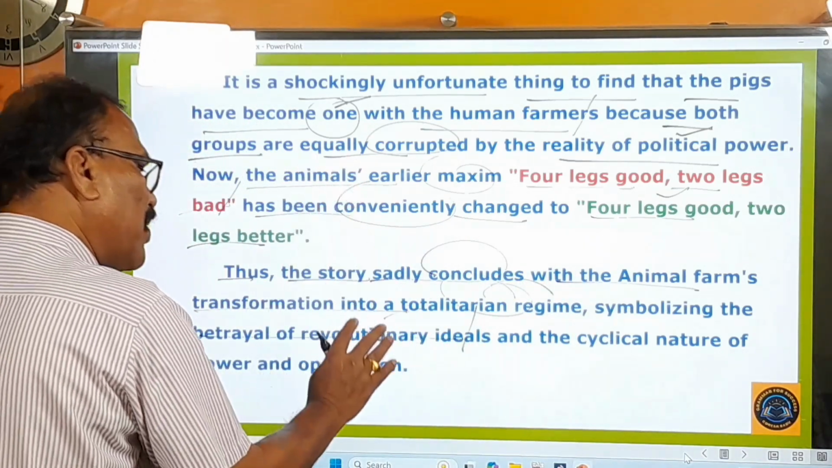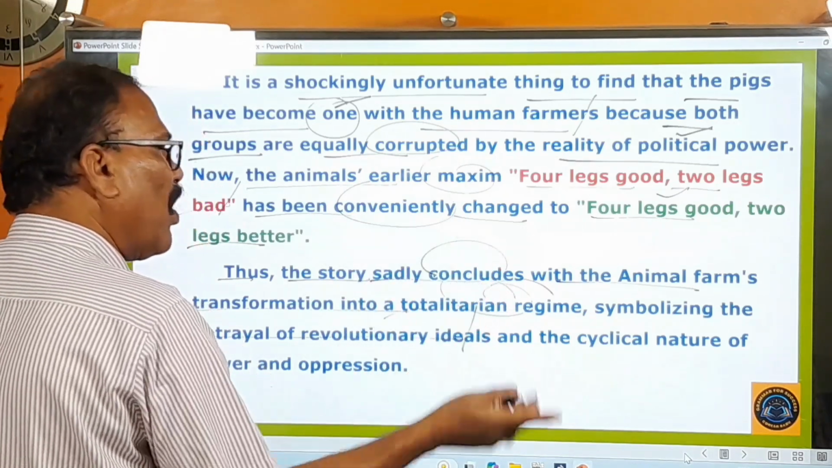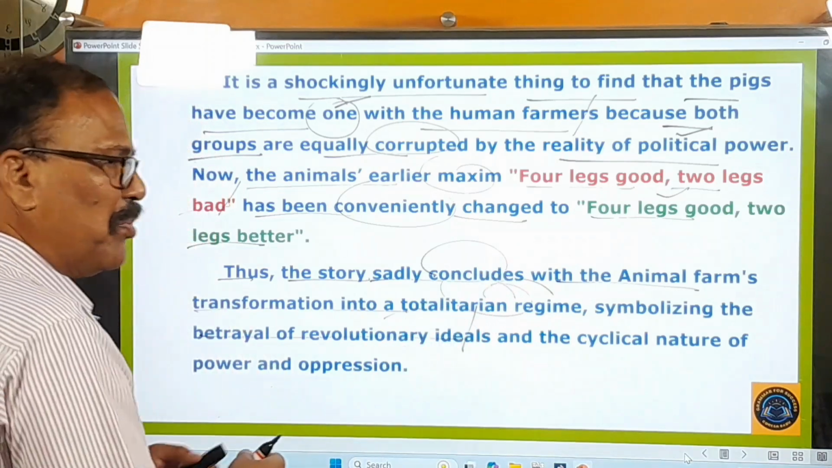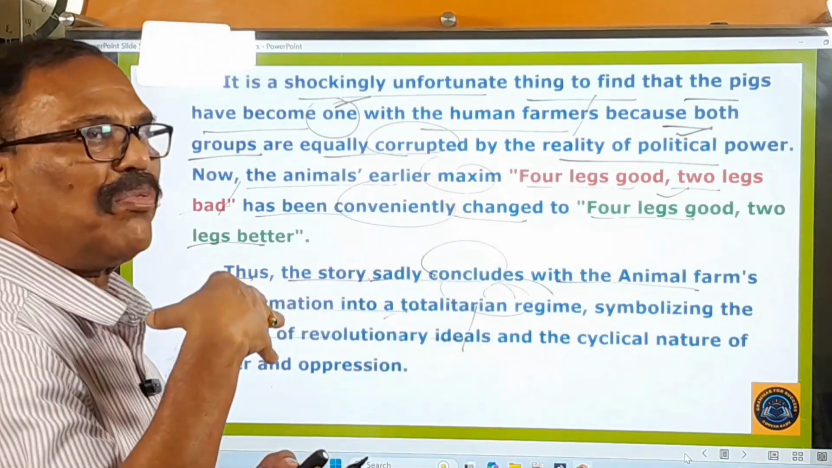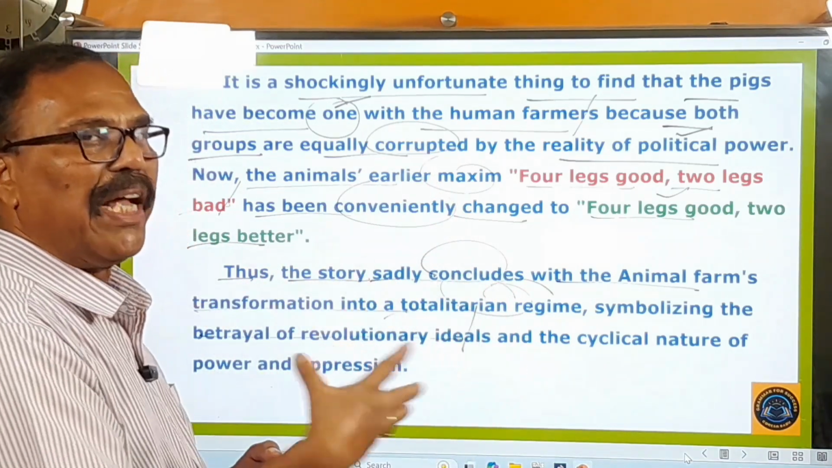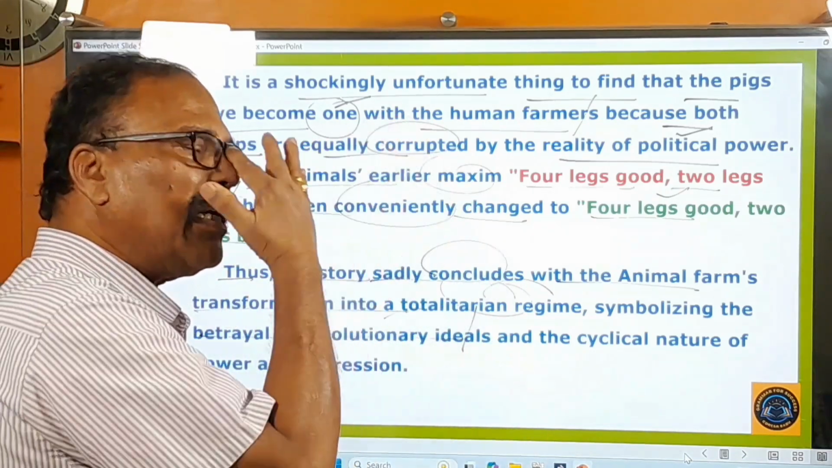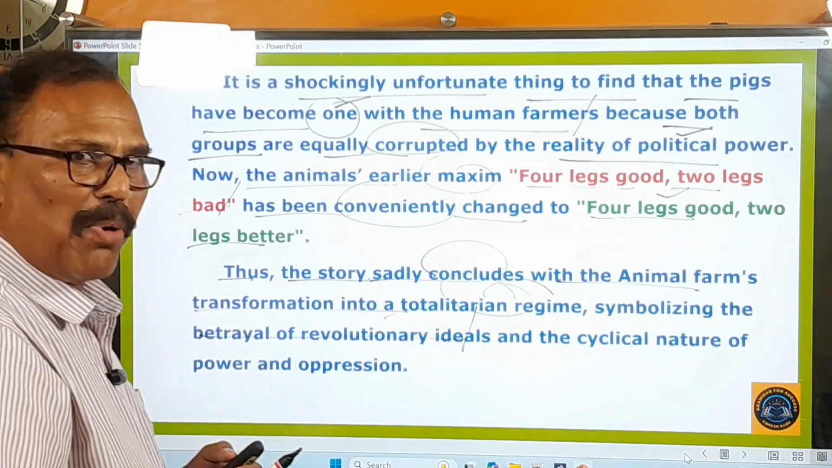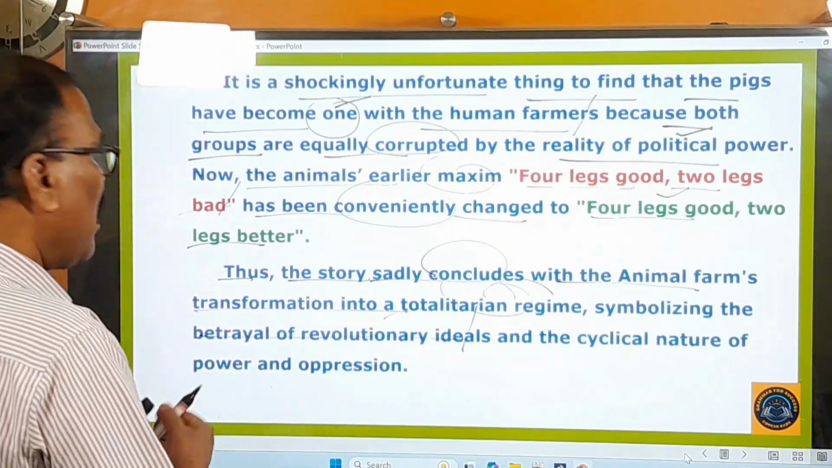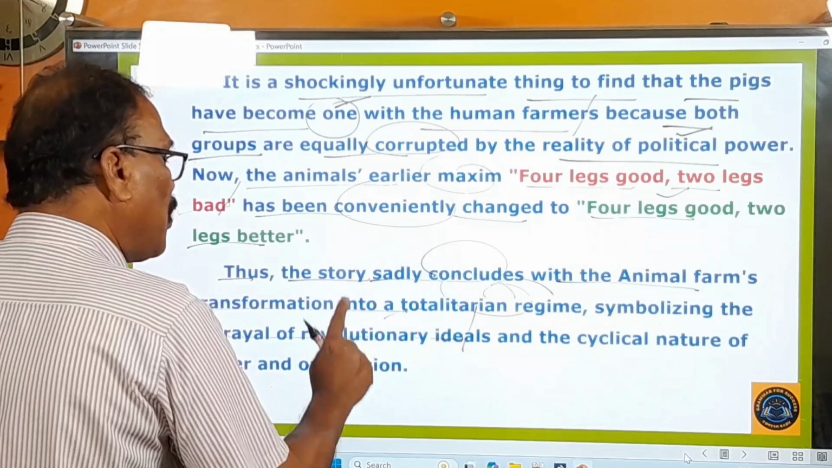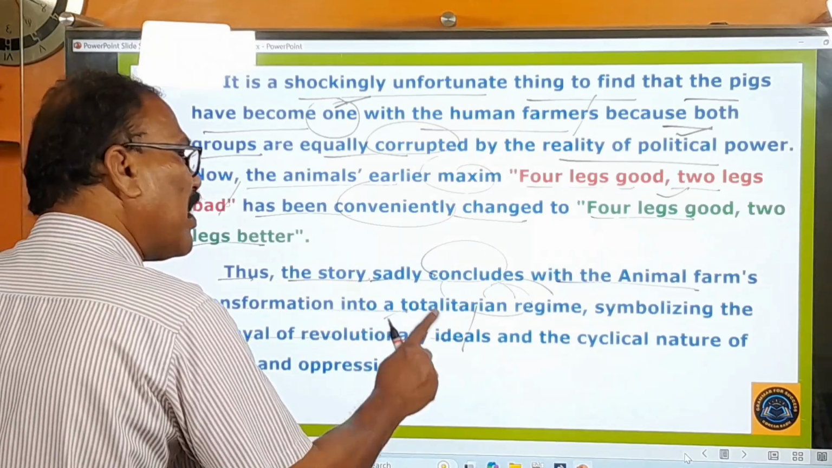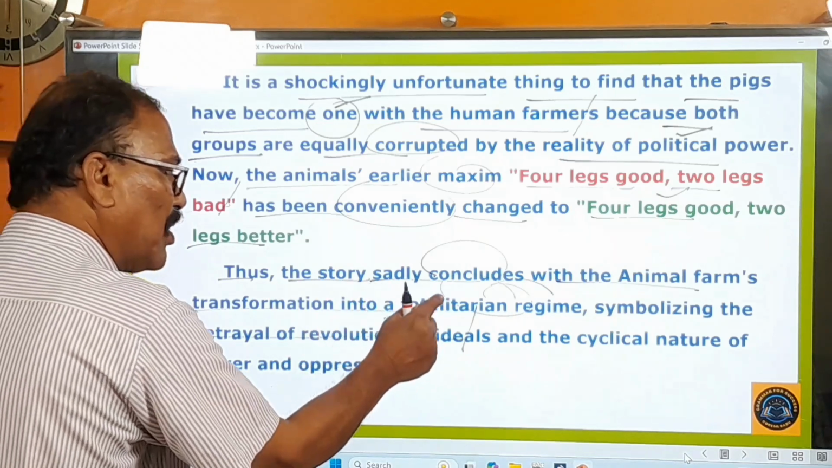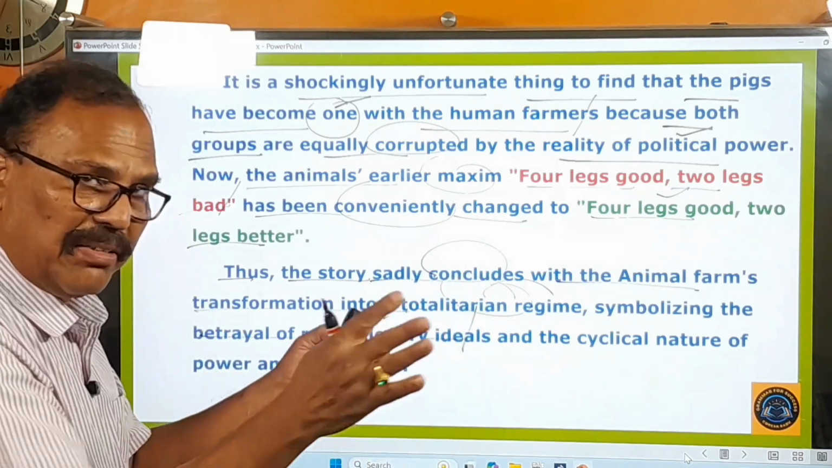Unless your revolutionary ideals are given up, you cannot set up a totalitarian regime, isn't it? Before you enter the political power, you want to be a socialist, you want to be a democrat, but after entering the political power, you want to be a totalitarian, you want to be a despot or dictator and so on. So how could you become so? It means you have given up your revolutionary ideals, you have betrayed your revolutionary ideals. Therefore this totalitarian regime could be formed there.